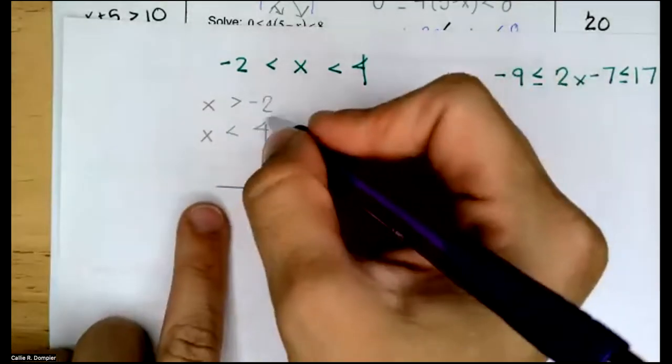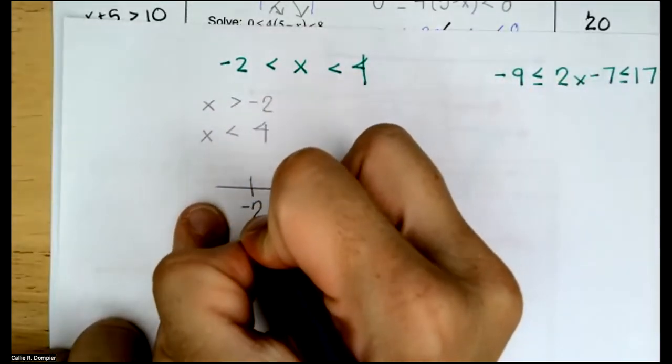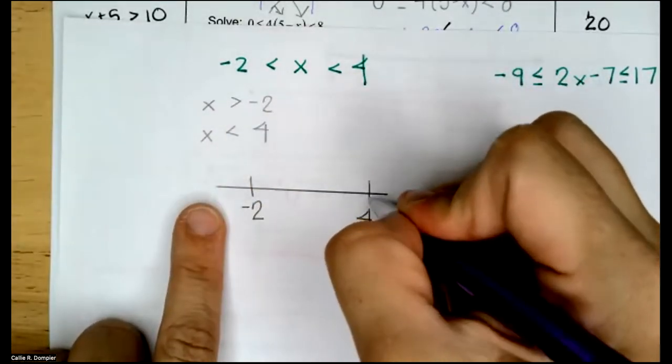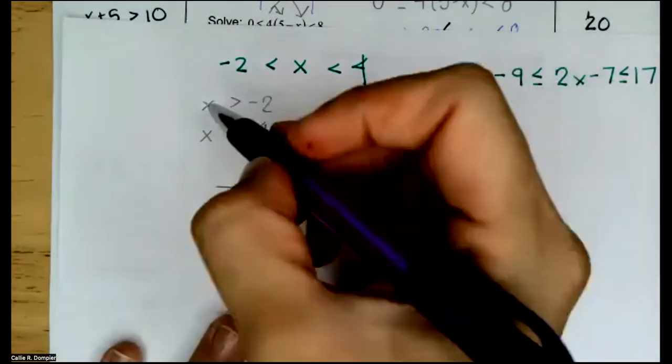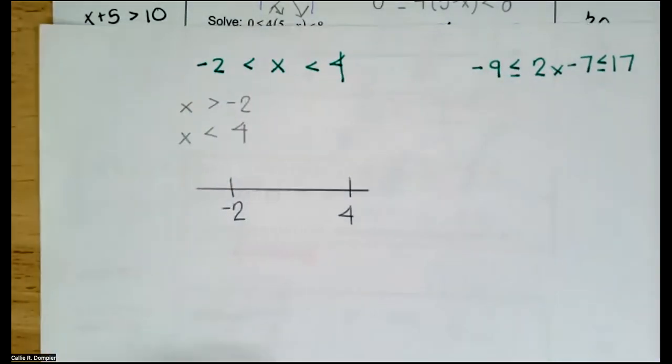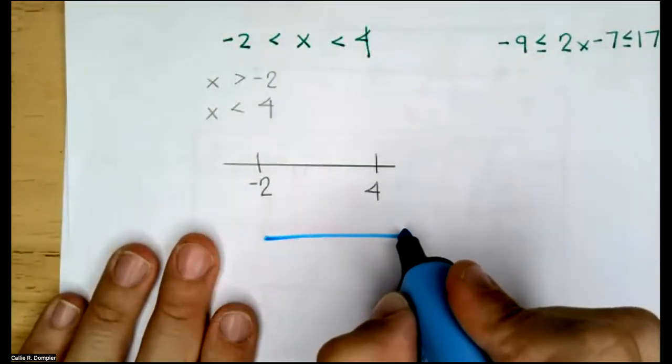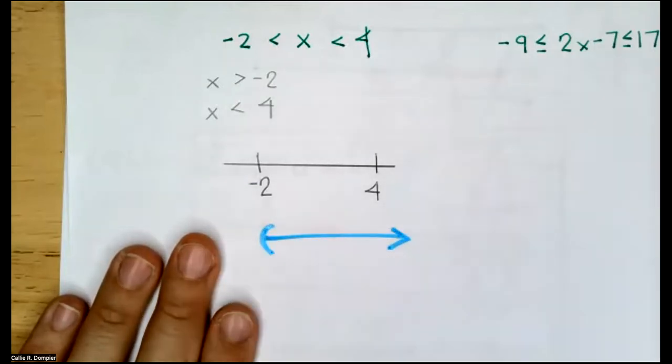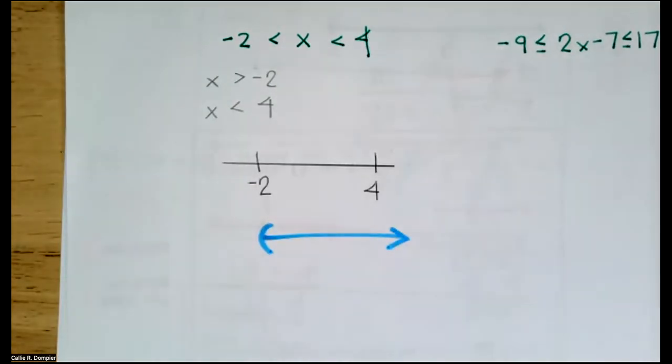Good. So we have a -2. Think about where that would be on the number line compared to 4. 4 is over here, -2 is over here. Good. X is greater than -2. Right? X is less than +4.